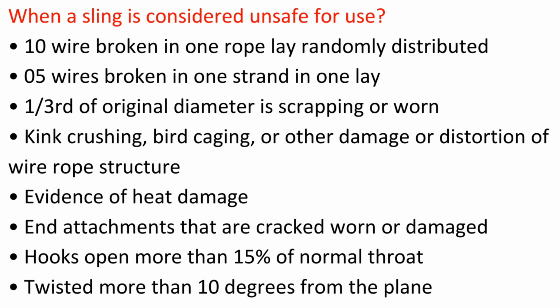Question: When is a sling considered unsafe for use? Answer: 10 wires broken in one rope lay randomly distributed. 5 wires broken in one strand in one lay. 1/3 of original diameter is scraped or worn. Kinking, crushing, bird caging, or other damage or distortion of wire rope structure. Evidence of heat damage. End attachments that are cracked, worn or damaged. Hooks open more than 15% of normal throat. Twisted more than 10 degrees from the plane.